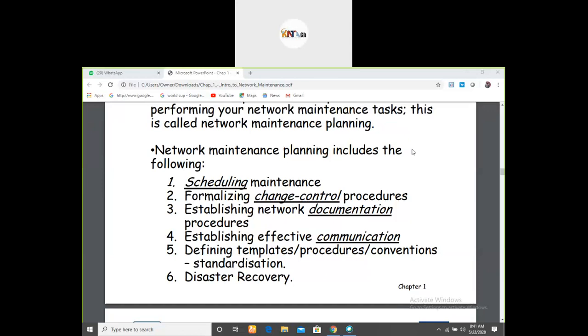Now, you need to establish effective communication. This is what has happened in the network. How are you telling your customers? How are you making your customers aware so that they will adjust? How are you reporting to management? All these things must be defined and included in your network maintenance plan. Now, you need to define templates, procedures, conventions, and standardizations. And then you also need disaster recovery.